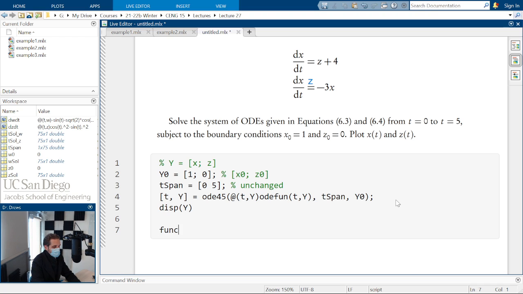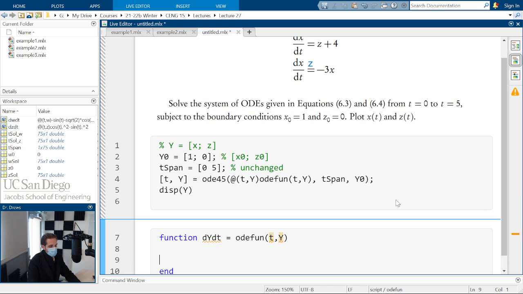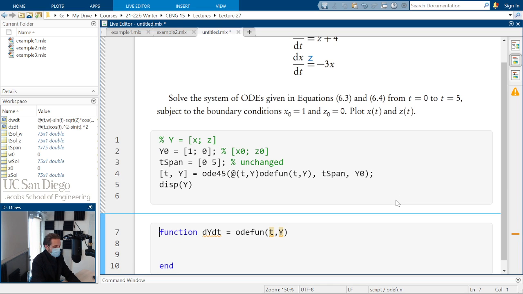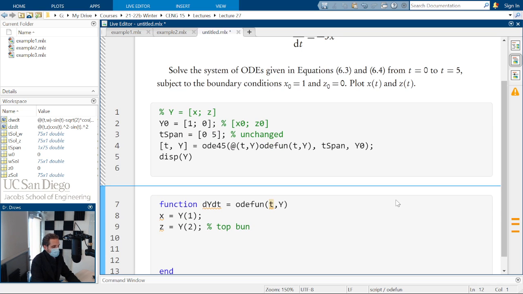But now we have to define the local function. So we're going to be calculating dy dt, and it'll be for our ODE function of t and y. This one, because there's more than one variable, using the sandwich structure is not bad, so we can give ourselves a top bun and a bottom bun. The first element of y is x, and the second element is z. So here's our top bun. And then our bottom bun follows the same kind of structure that fsolve did. So it's kind of convenient that they both follow that same structure because it's a little bit less syntax to remember.